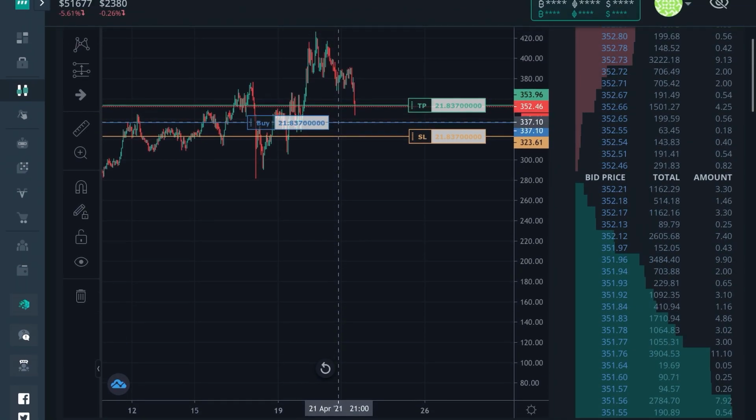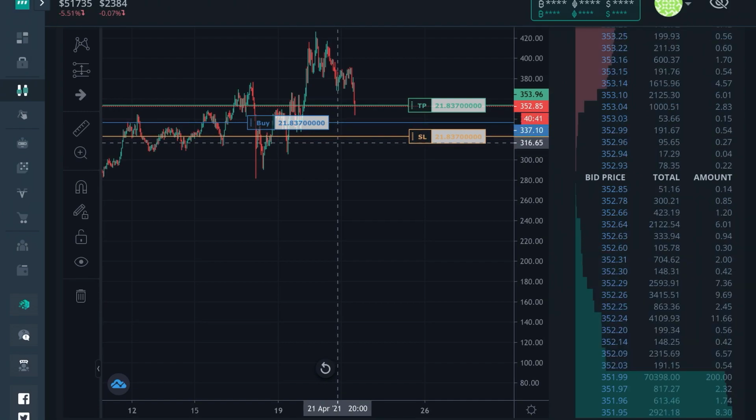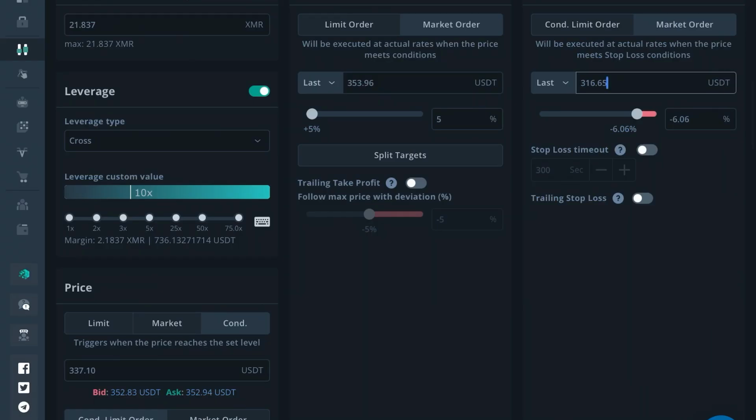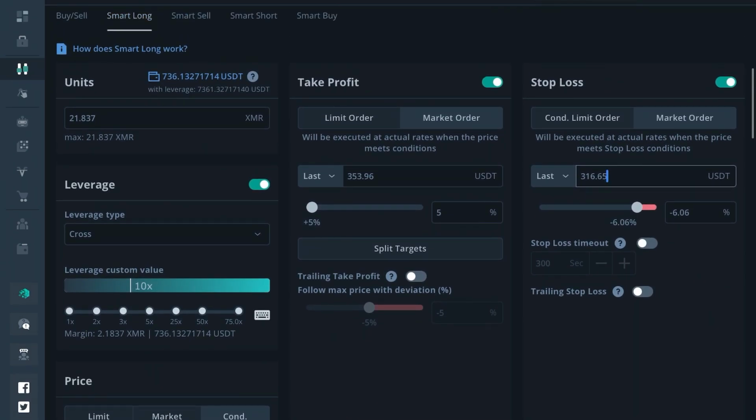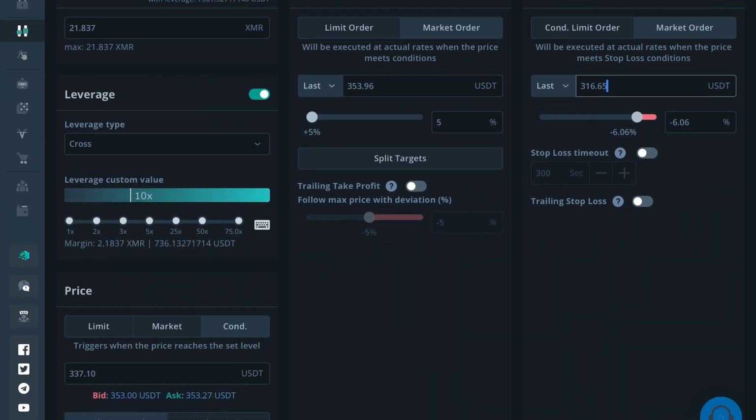Okay, well, if price falls, that looks about reasonable, or we could even move it down. If price falls below 316.65, I want to get out of this trade, right? So that's the number one way to avoid being liquidated, is using a stop loss. Now, if this occurs, you're going to lose some funds, right? That's why a lot of traders don't like to use stop loss.